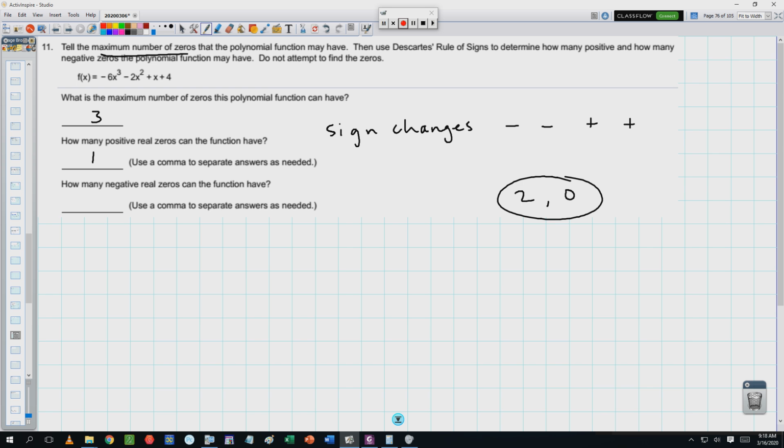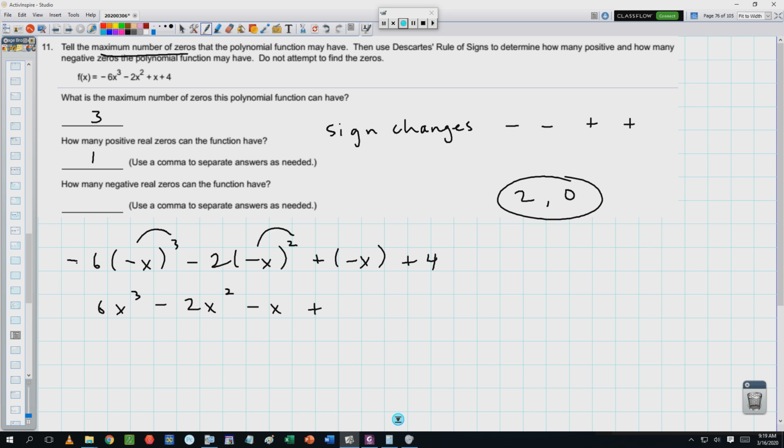Okay, let's take a look at the negative real. To figure out the negative, you go through and make your x its opposite, clean up the math, and look at how many sign changes you have. So the cube is going to leave that negative as a negative. The negative and then the negative with the 6, so it becomes positive 6x cubed. The square is going to make that negative back to a positive, minus 2x squared. This will be a minus x, and that'll be a plus 4.